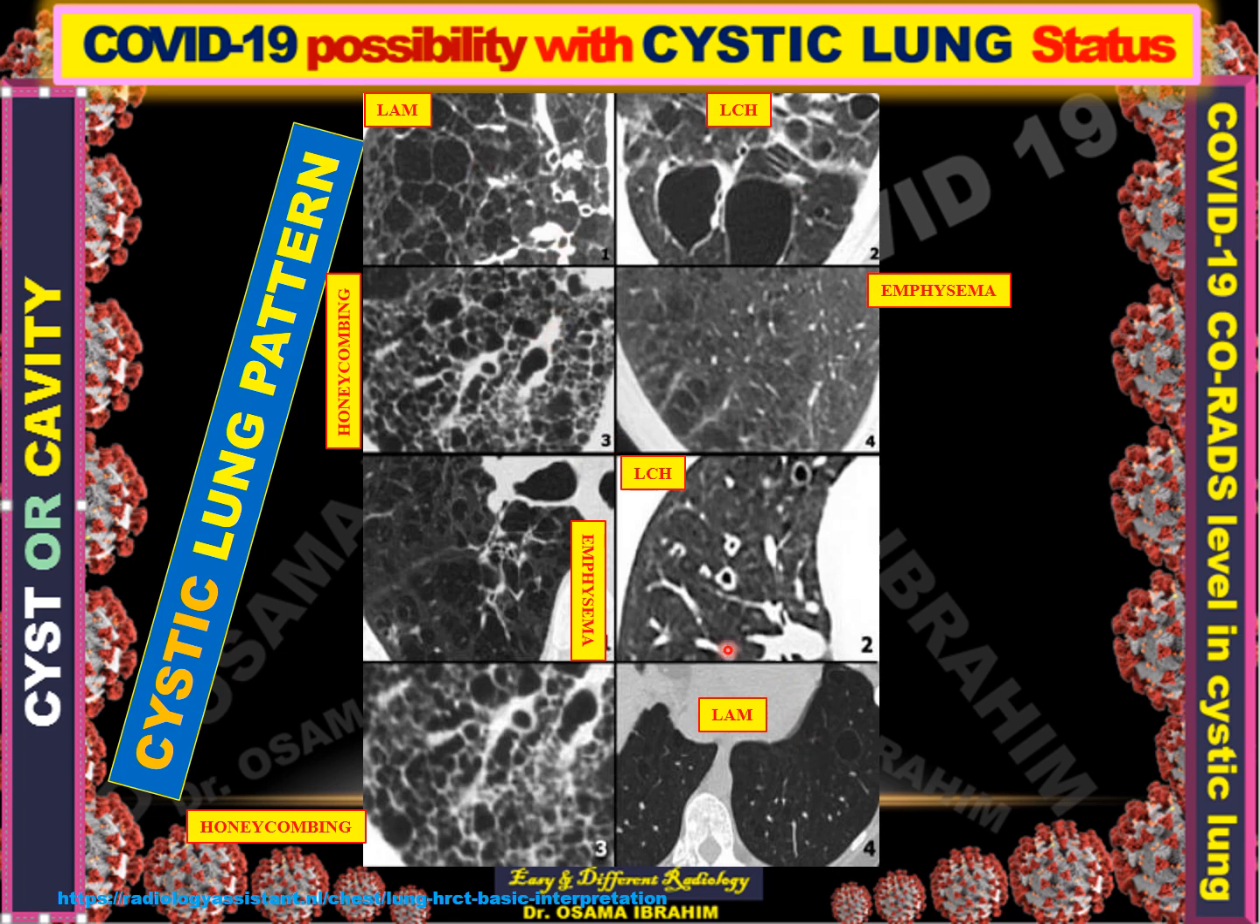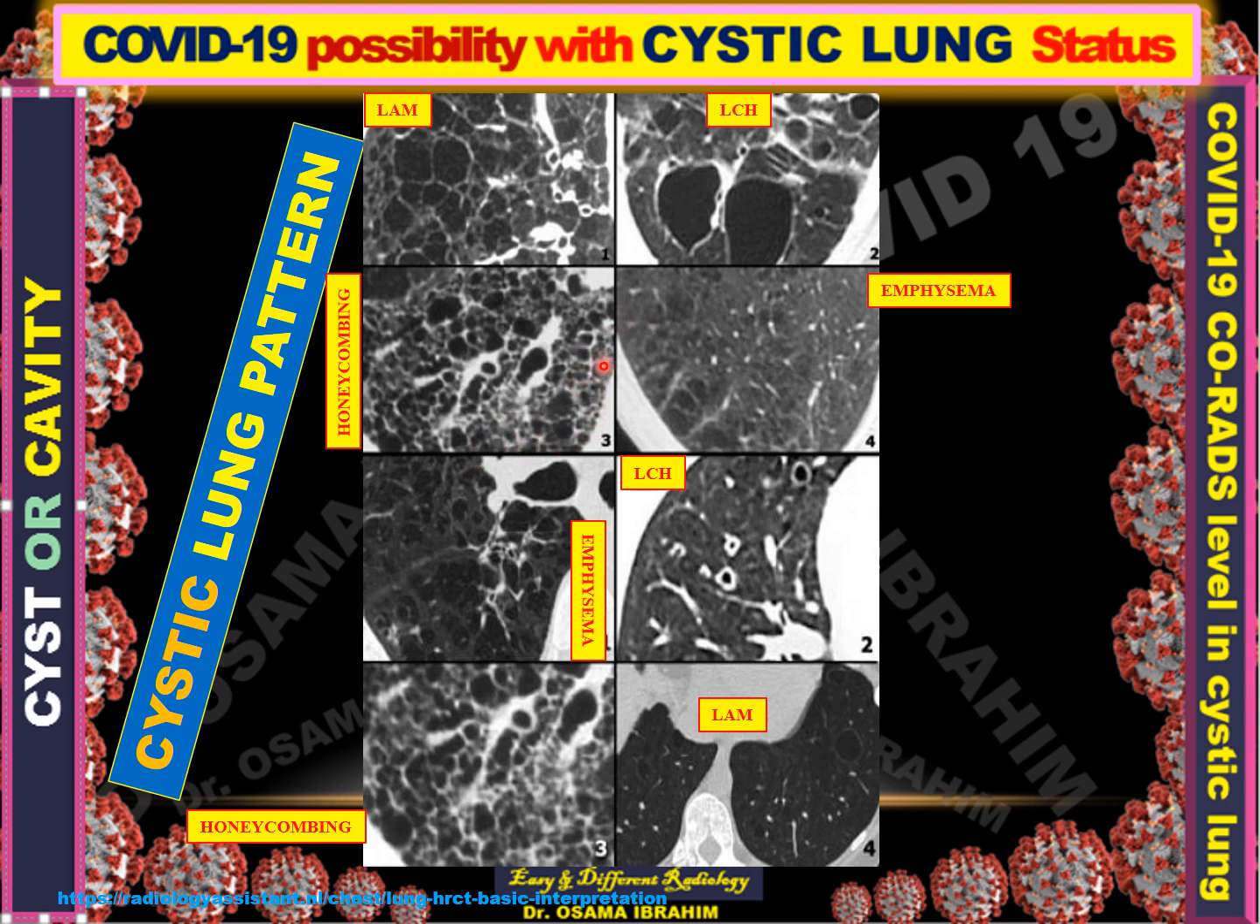At least in these slides, you can see that all these are cystic patterns of the lung, and we start to discriminate each one according to the distribution.